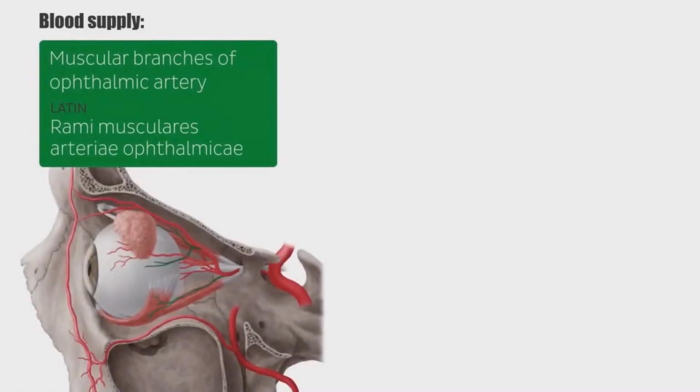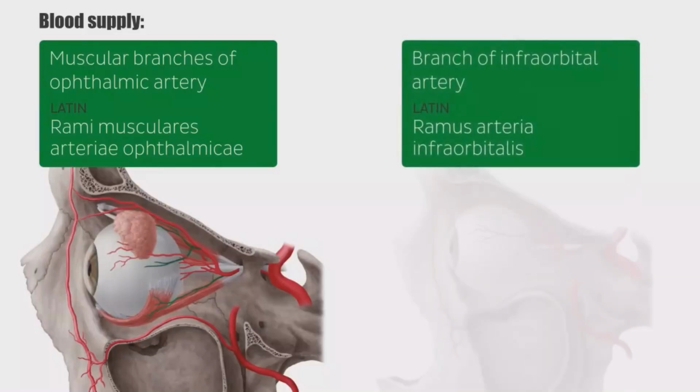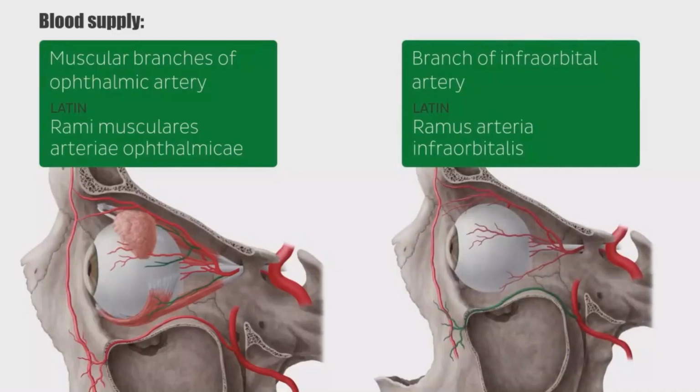Arterial blood supply to the inferior rectus is provided by muscular branches of the ophthalmic artery, shown in green, and specifically the branches running inferiorly. Additionally, the inferior rectus muscle receives a branch of the infraorbital artery. The infraorbital artery is highlighted in green in the image.